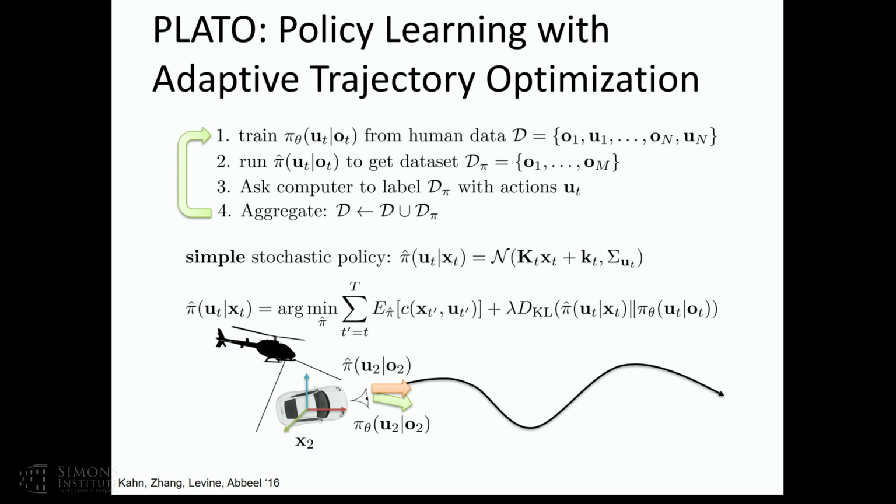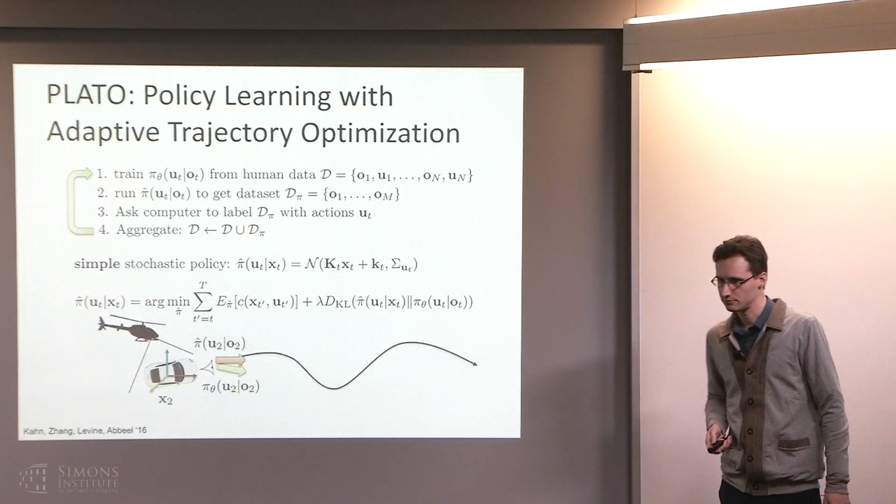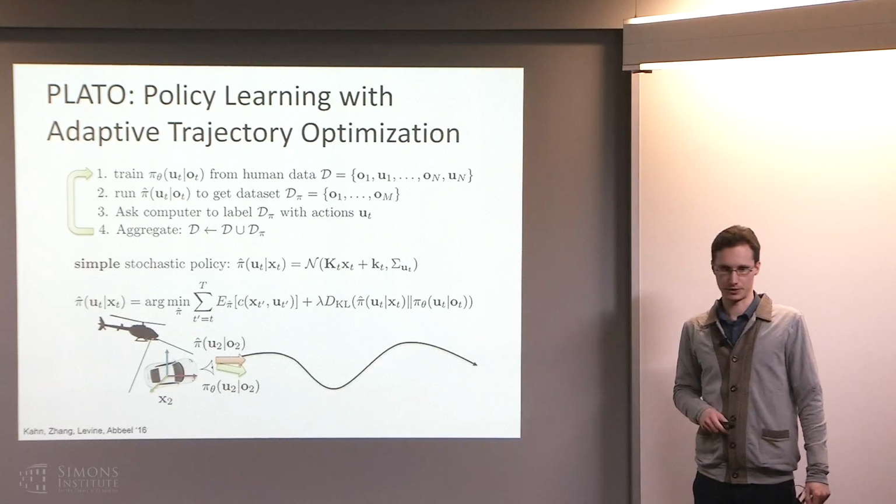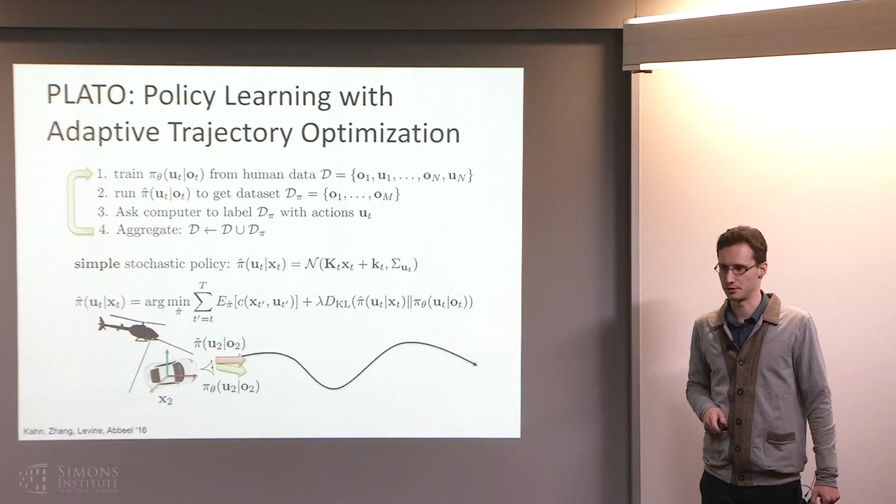But you don't necessarily need to know the observations, and that's why you replan every time. So that's the PLATO algorithm. Does anybody have any questions about this before I go on to the results?